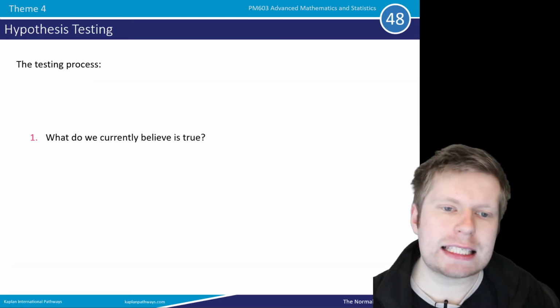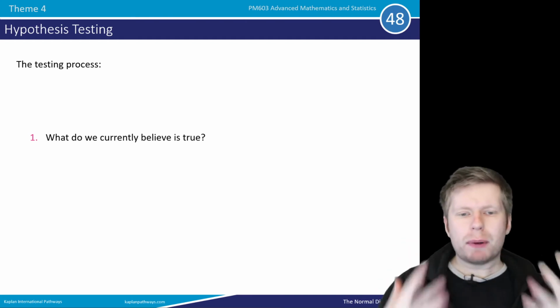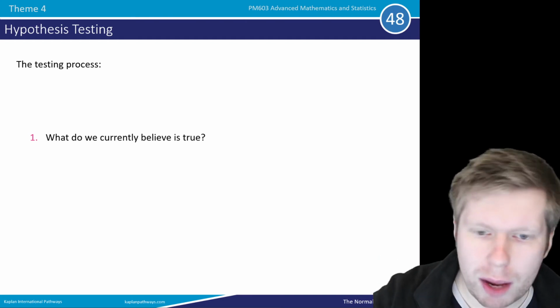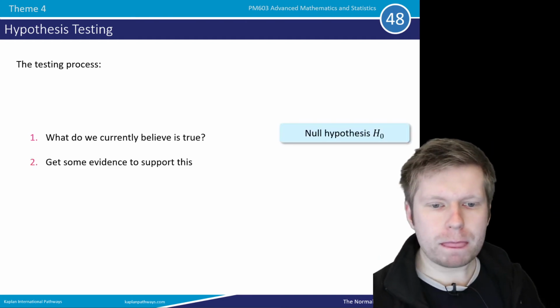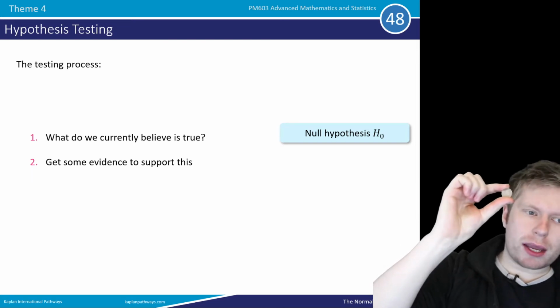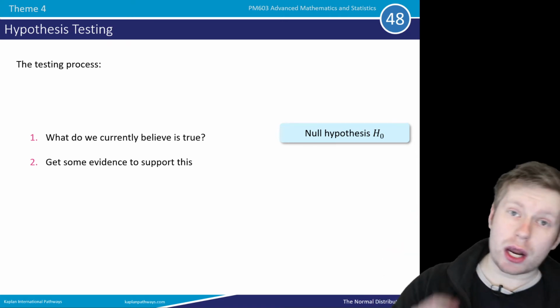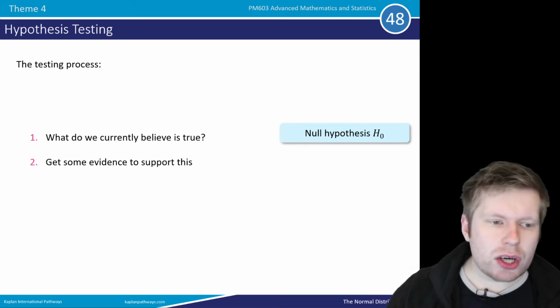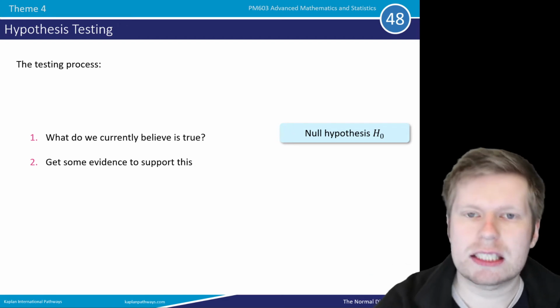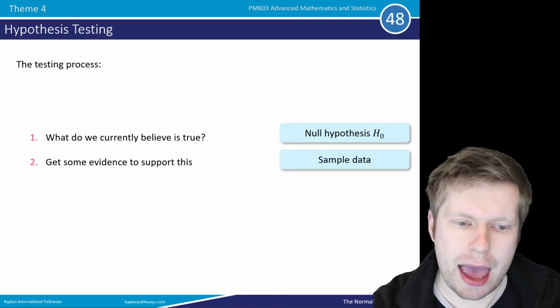All right, fine. So what's the testing process then? Number one, we establish what we currently believe to be true. That's our null hypothesis. Then we get some evidence to support this. So in this case, I assumed that my coin was fair. That was my null hypothesis. Then I went out and I actually flipped this coin a number of times, in this case 8 times, and I got some sample data, some evidence to support that null hypothesis. So that's my sample data there.